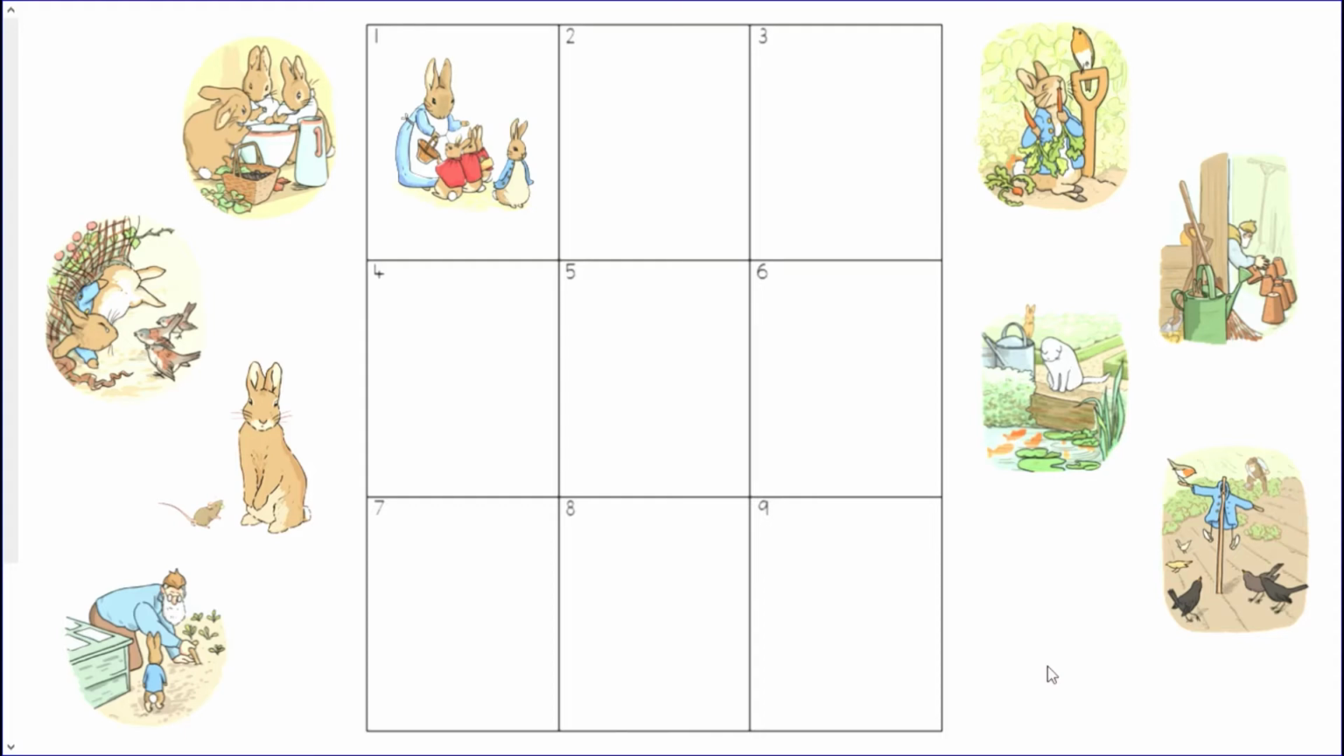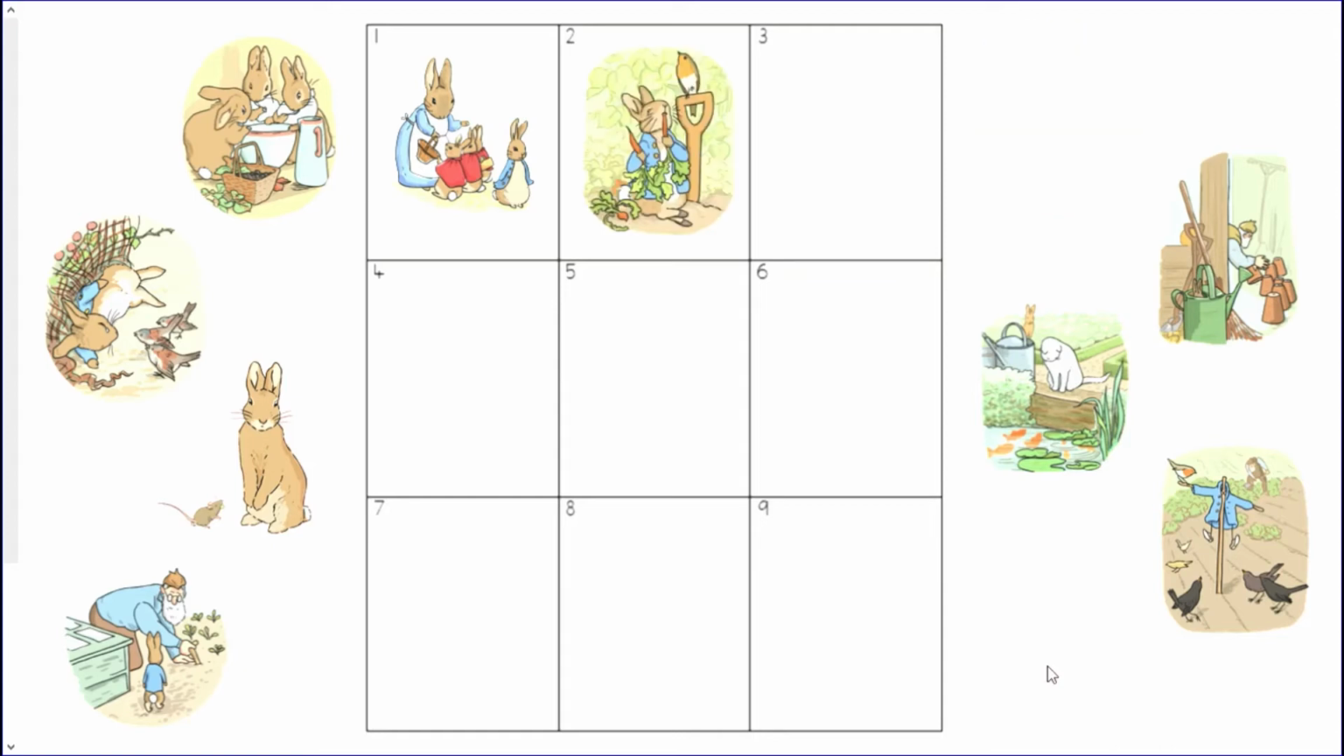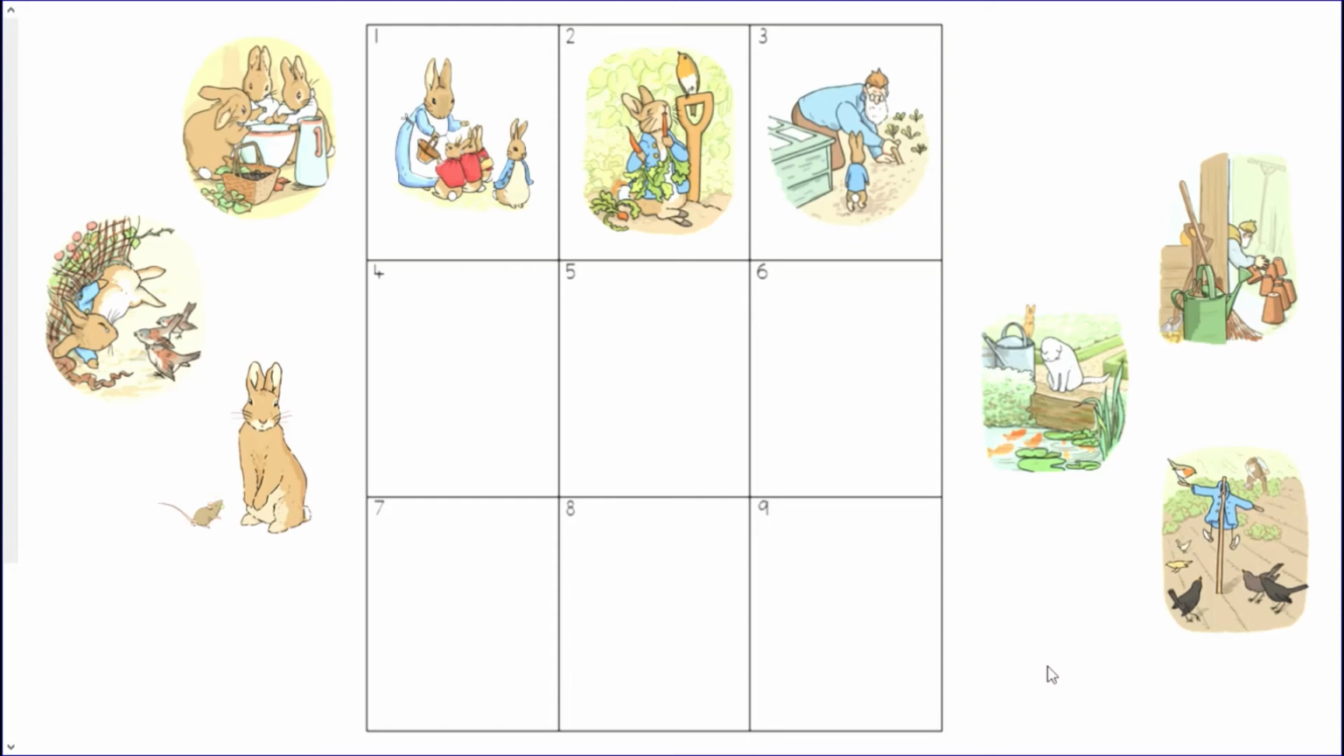What happened next? Next, Peter snuck into Mr. McGregor's garden and ate his carrots. Stick this picture in box number 2. What happened after that? After that, Peter bumped into Mr. McGregor in the field. Stick this picture in box number 3.